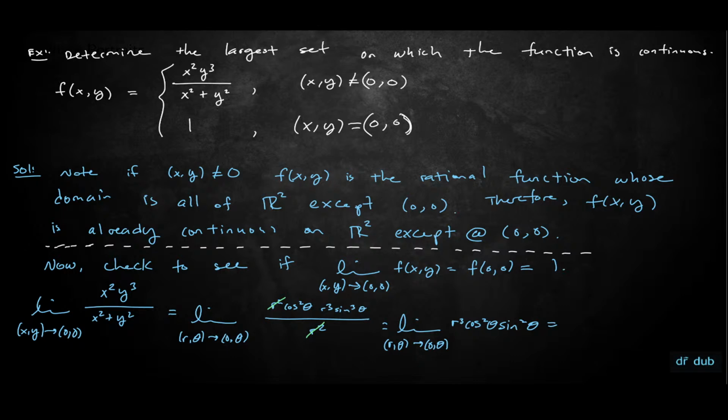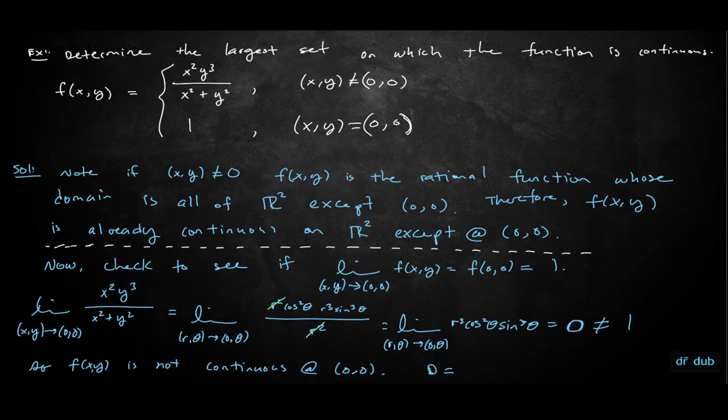Now, regardless of what theta does, r is going to 0. So this is going to 0 cubed basically, regardless of what sine and cosine do after you cube them and square them. So regardless of sine and cosine, this thing's going to go to 0 because of the r cubed going to 0. So this is not equal to 1. So f of (x, y) is not continuous at the point (0, 0).